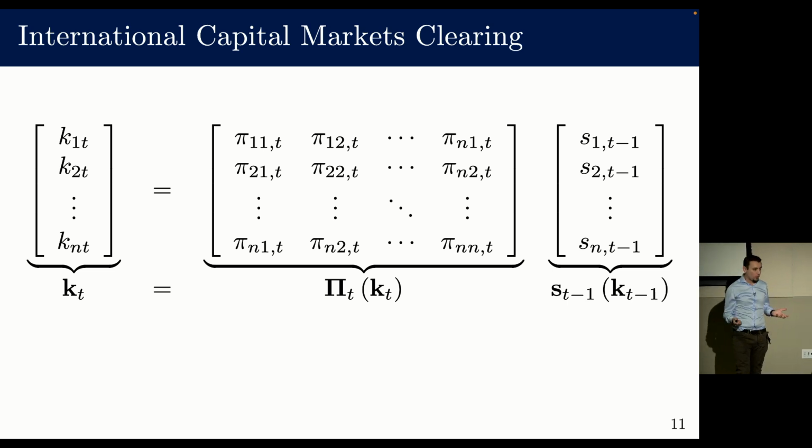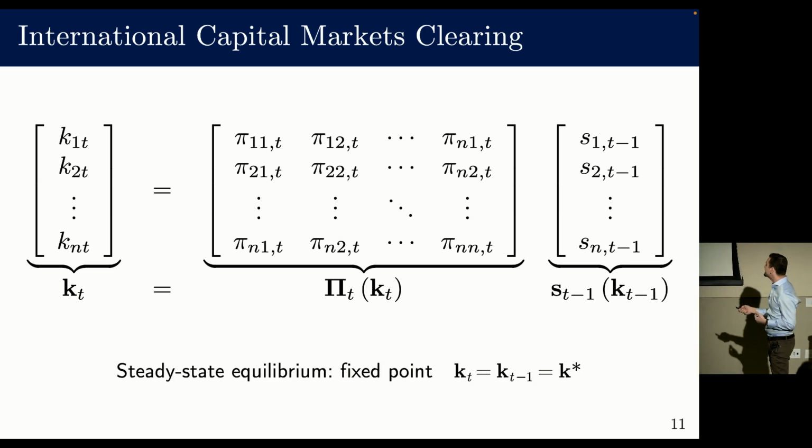Now, what does it mean to solve the model, okay? Notice we can rewrite, and we show how to do that in the paper, the matrix of portfolio wedges in terms of the vector of capital stocks, and so also the vector of wealth, okay? And so basically, finding the steady state equilibrium of the model means finding the fixed point such that the capital stock of this period is equal to the capital stock of the previous period, equal to some K star, okay? Basically, the fixed point of this system of equations after removing the time subscript.